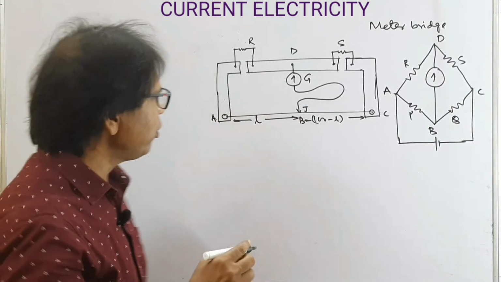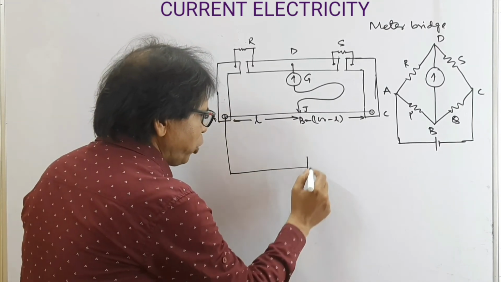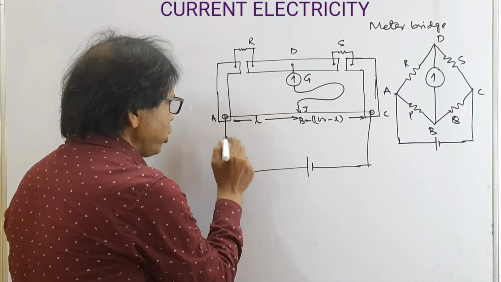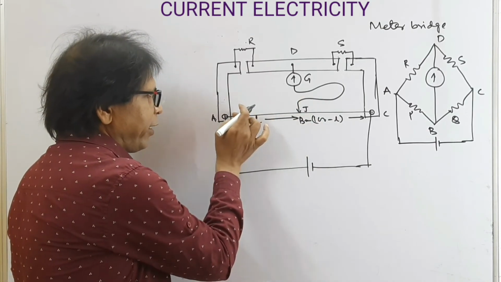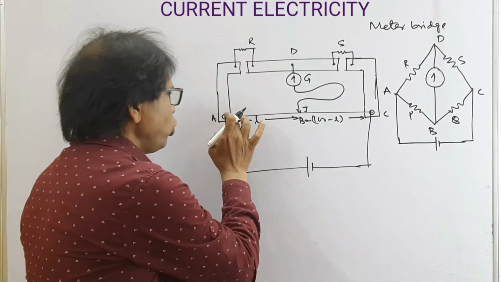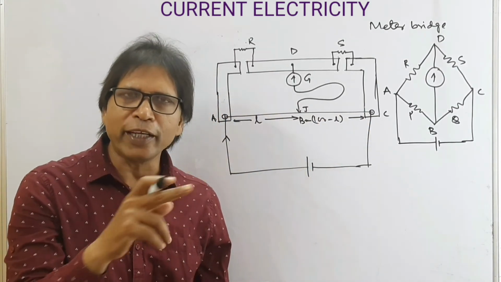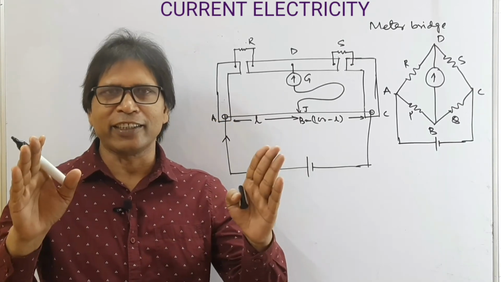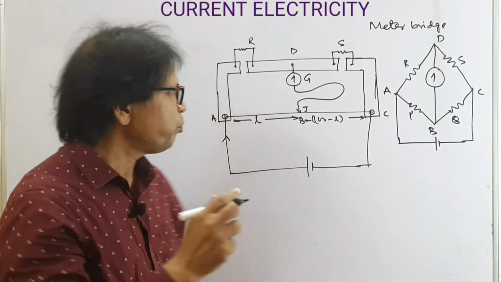Now a battery is connected between A and C. So when current passes through it, first of all, the jockey touches here. Now a deflection is obtained. Now this jockey is connected to the other end. If the opposite deflection occurs, then our circuit is correct. Now we proceed with our main experiment.